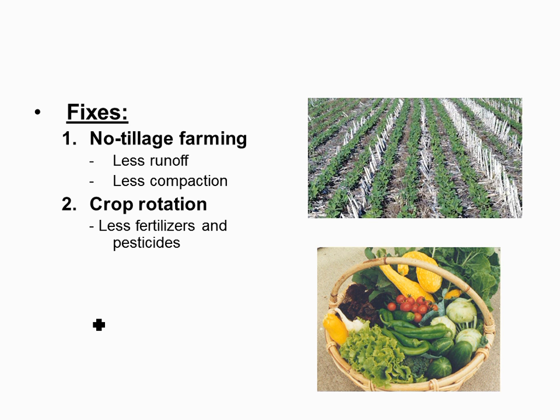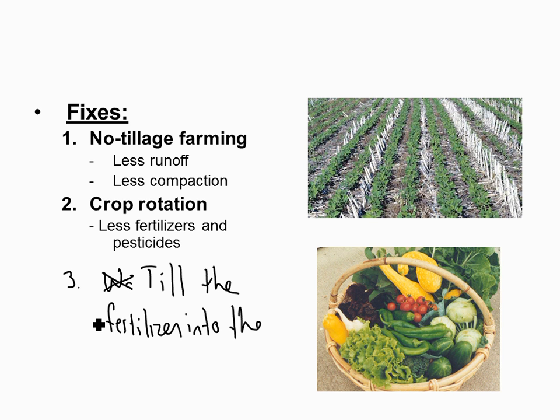Now, this is what the textbook had, right, which is good: no-till and crop rotation. But I'm going to add a 3 here, and I'm going to say, work the manure into the ground, right? So get the manure worked into the ground. Till the fertilizer into the ground. It is a good idea, but it's not that we came up with the idea. It's a good thing to do.